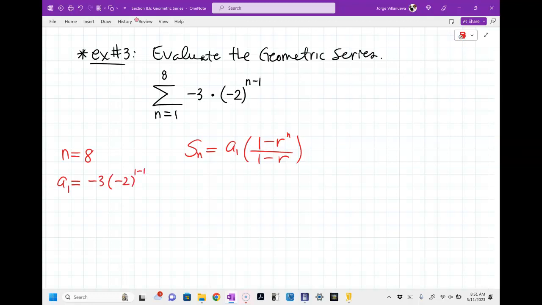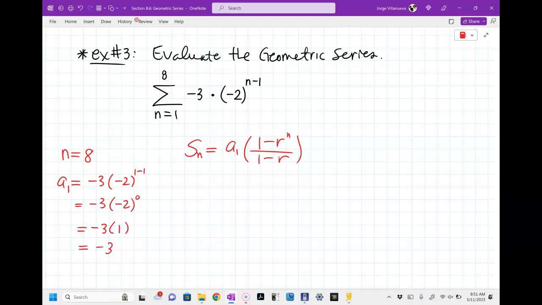And by the way, once we're done with this, I'm actually going to show you an easier way. But this is one way to do it. So that's negative 3 times negative 2 to the 0. What's negative 2 to the 0? Any number to the 0 power equals what? Not 0, 1. So this is basically negative 3 times 1, which is negative 3.